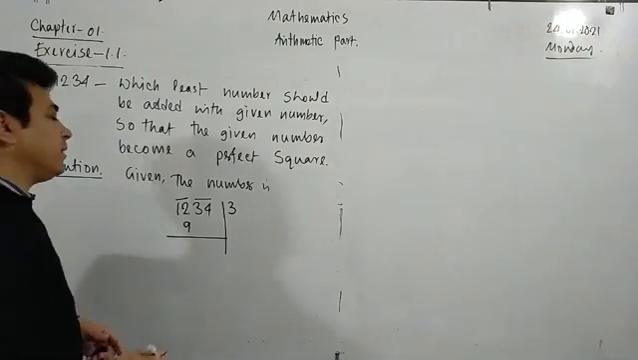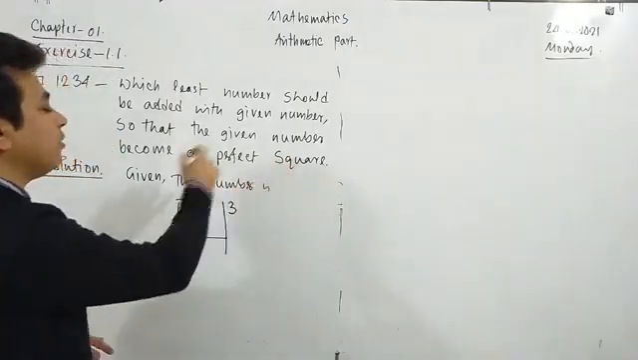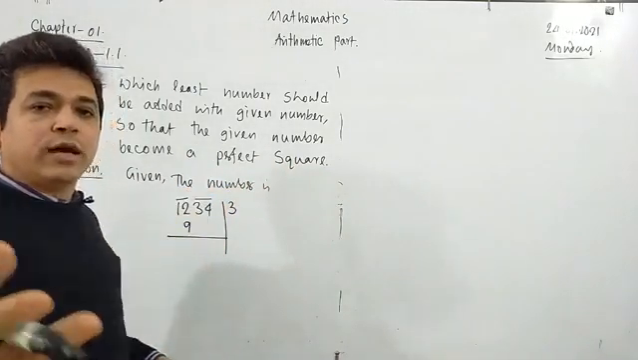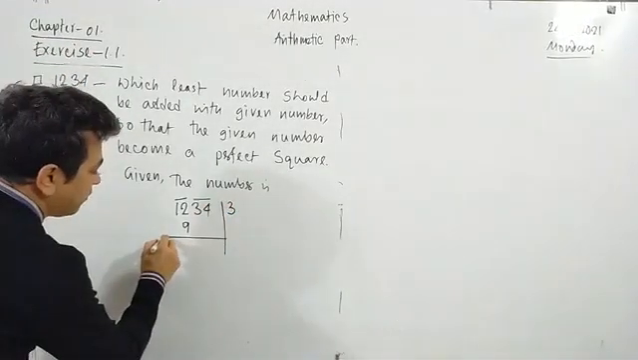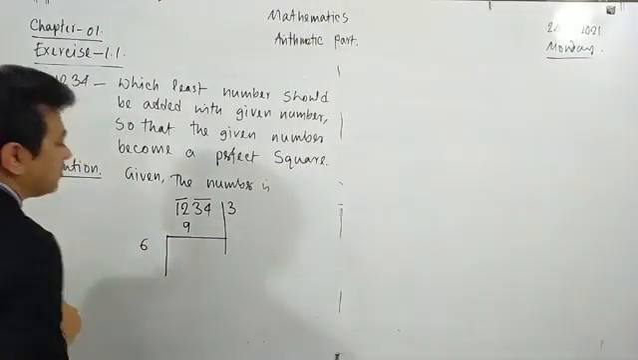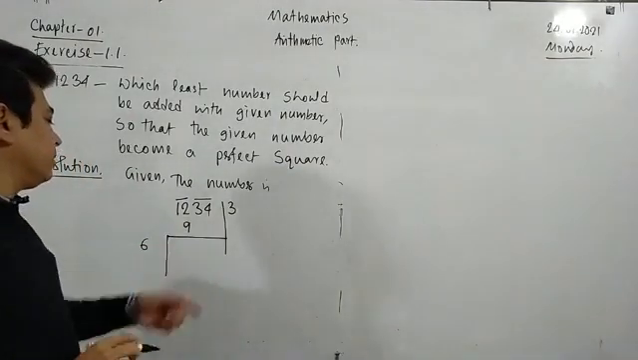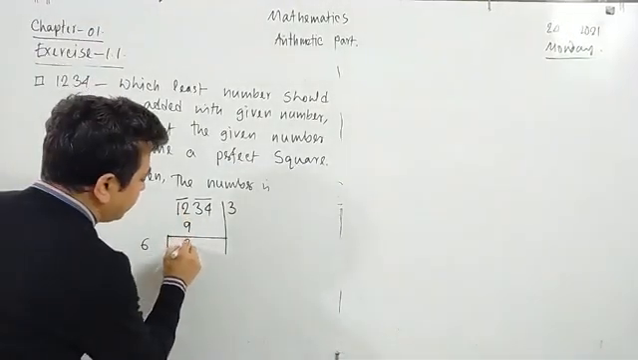So what next? Here is 3, or any other number; we have to take double. If we multiply 3 into 2, double means 2 times, it has become 6 here. Then we subtract 12 minus 9, it is 3 here.